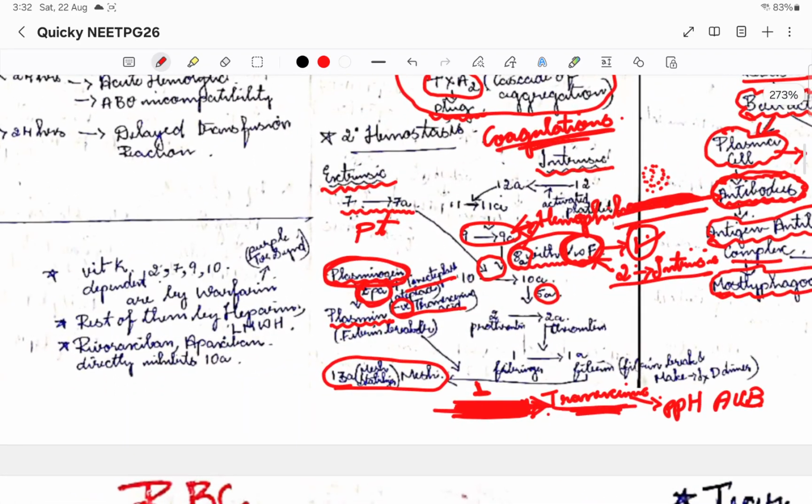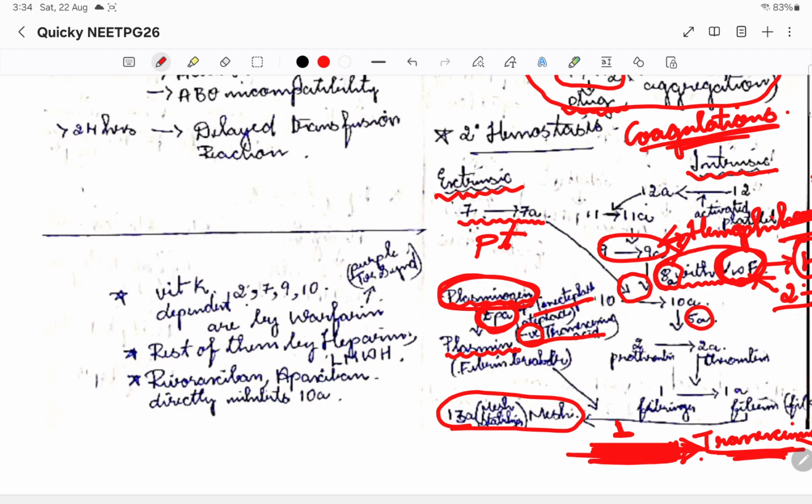Then coming to platelet functions. Remember, we had discussed in biochemistry, right? Vitamin K, there are many factors that are involved in vitamin K dependent coagulation. That is 2, 7, 9 and 10. We also had discussed this in biochemistry. So remember that 2, 7, 9 and 10. Please paste it on your sticky note. 2, 7, 9 and 10 are vitamin K dependent factors.